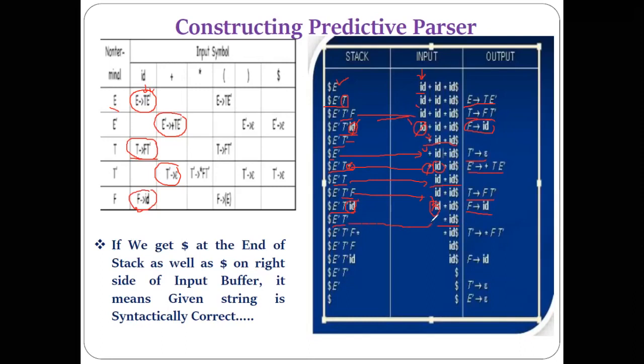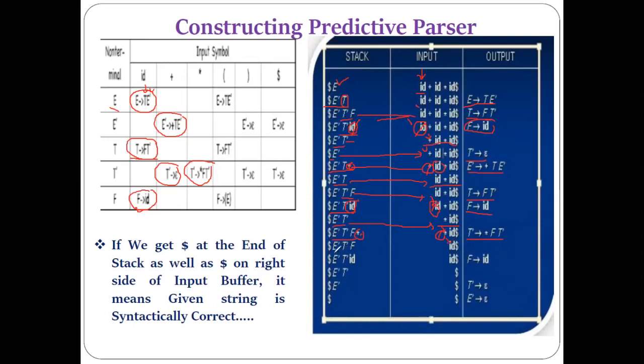Now you have to see the next. T dash on star, the parsing table is telling us you should utilize this production rule. So for T dash on the star, we use this production rule. The result of that will be star F T dash E dash. Now on the top of the stack is the star. Our look ahead pointer is at this symbol. This is matching, so this will get cancelled. So next our look ahead pointer will point to the next input symbol.